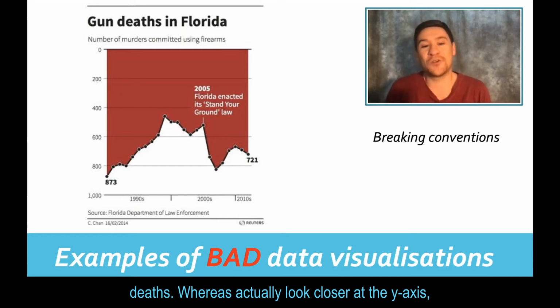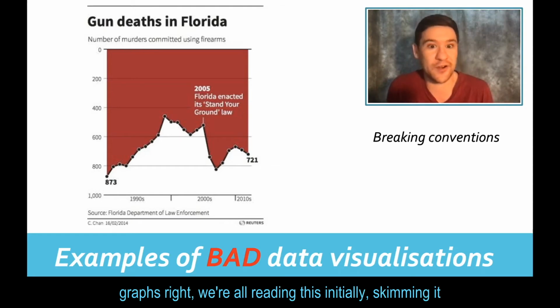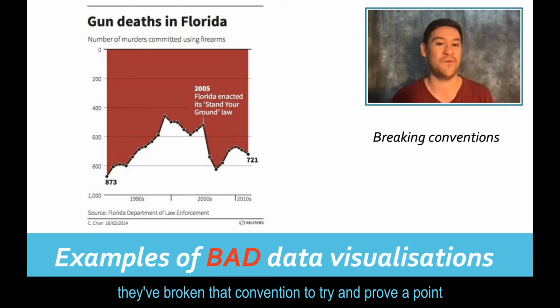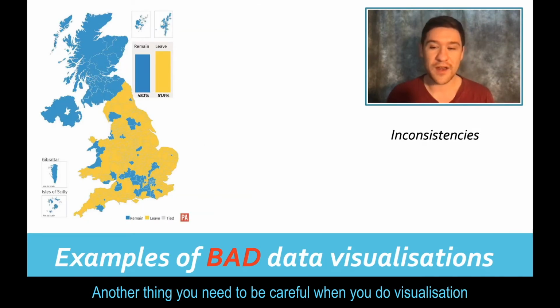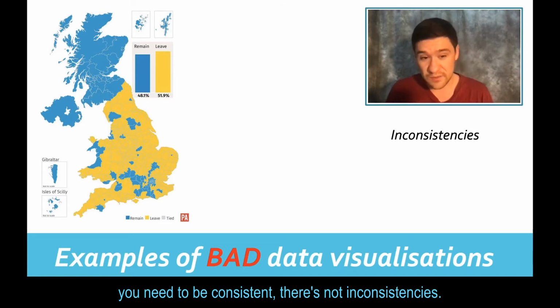Whereas actually look closer at the y-axis, they've reversed the y-axis, and that's not done in graphs, right? We're all reading this initially, skimming it, thinking the y-axis starts at the bottom, because that's the convention. They've broken that convention to try and prove a point, and they're lying to us. Another thing you need to be careful of when you do visualization, within the same piece of work, and especially within the same data visualization, the same plot, you need to be consistent.